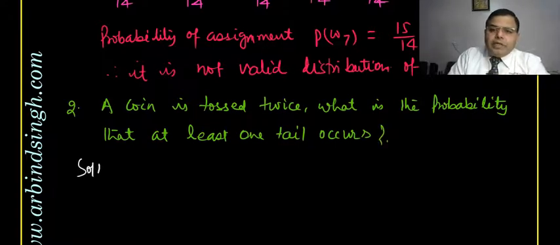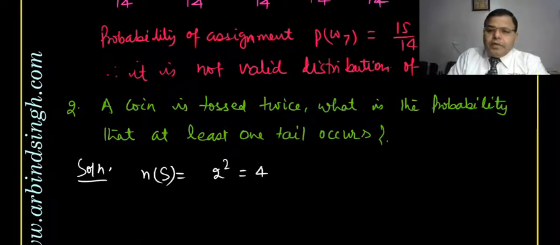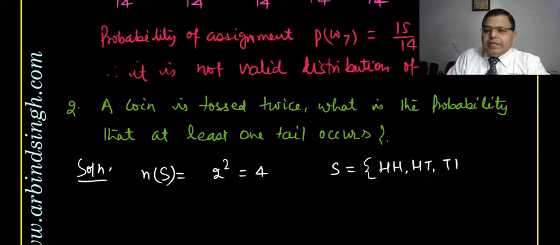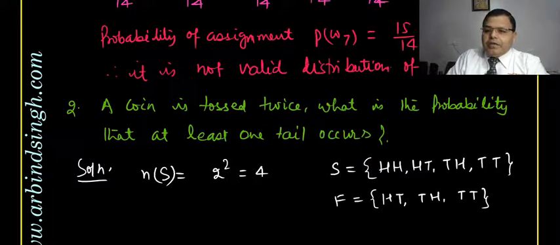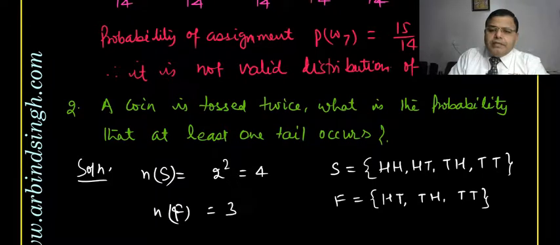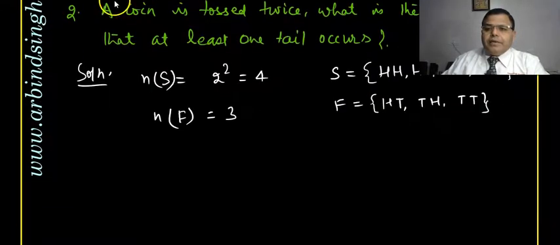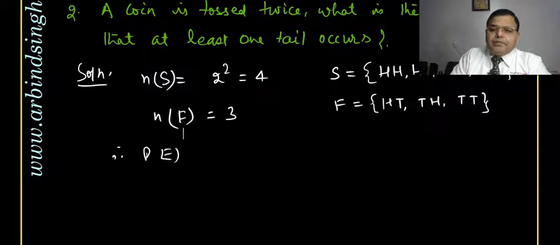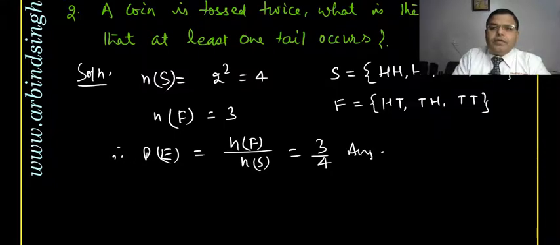So here we can write the solution: the coin is tossed twice, so the sample space will have 2 to the power 2, that is 4, elements. The sample space is HH, HT, TH, TT. Out of these, the favorable cases for at least one tail are HT, TH, TT. So the number of favorable outcomes is 3. As per the definition, the probability of an event is nf by ns, that is 3 by 4, and that will be the answer. I hope you got it.